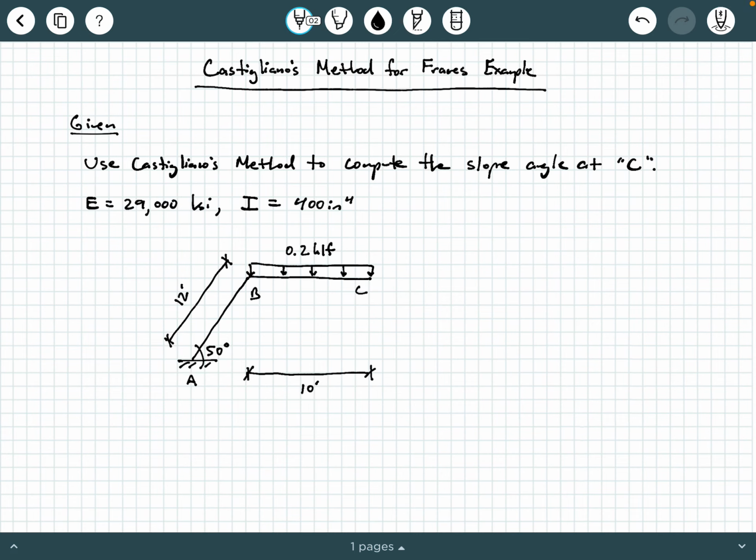Hey everybody, Dr. A here, and in this video we're going to be exploring an example of how to use Castigliano's method to analyze a frame. So let's go ahead and get started.